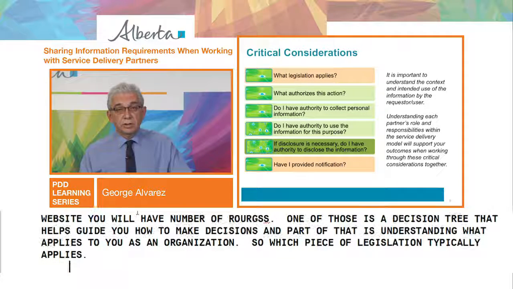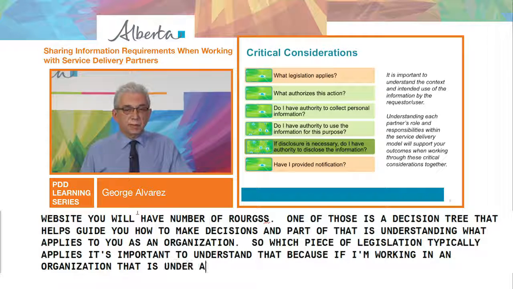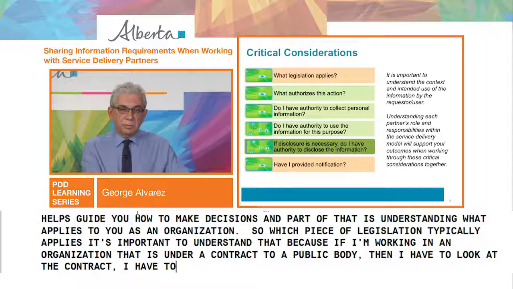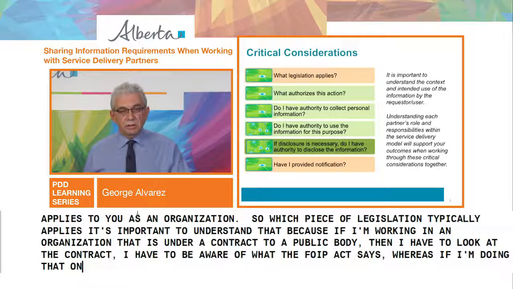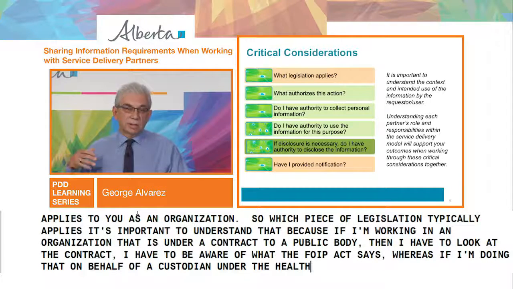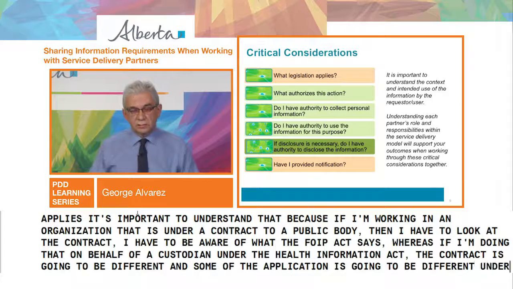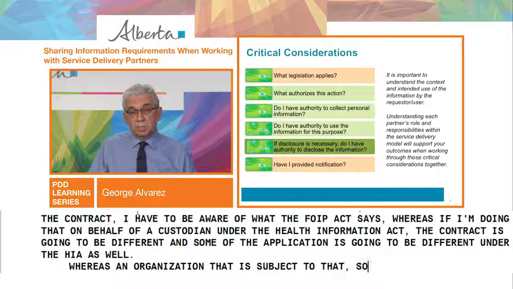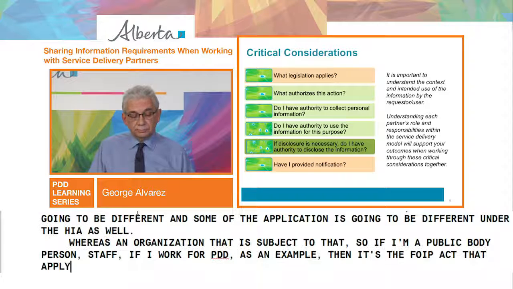It's important to understand that because if I'm working in an organization that is under a contract to a public body, then I have to look at the contract, I have to be aware of what the FOIP Act says, whereas if I'm doing that on behalf of a custodian under the Health Information Act, the contract is going to be different, and some of the application is going to be different under the HIA as well. Or as an organization that is subject to that, so if I'm a public body person, staff, if I work for PDD, as an example, then it's the FOIP Act that applies, and I need to know that.